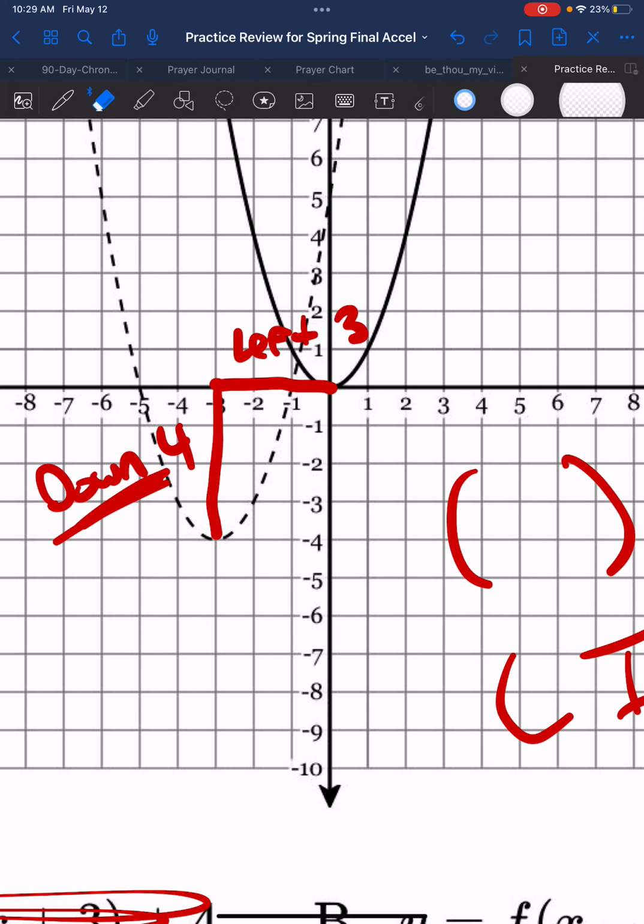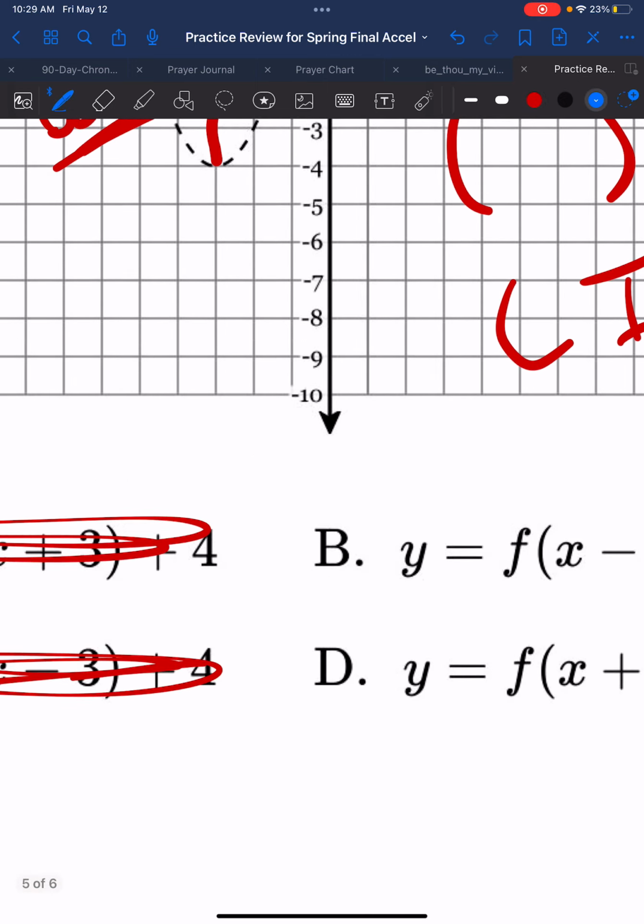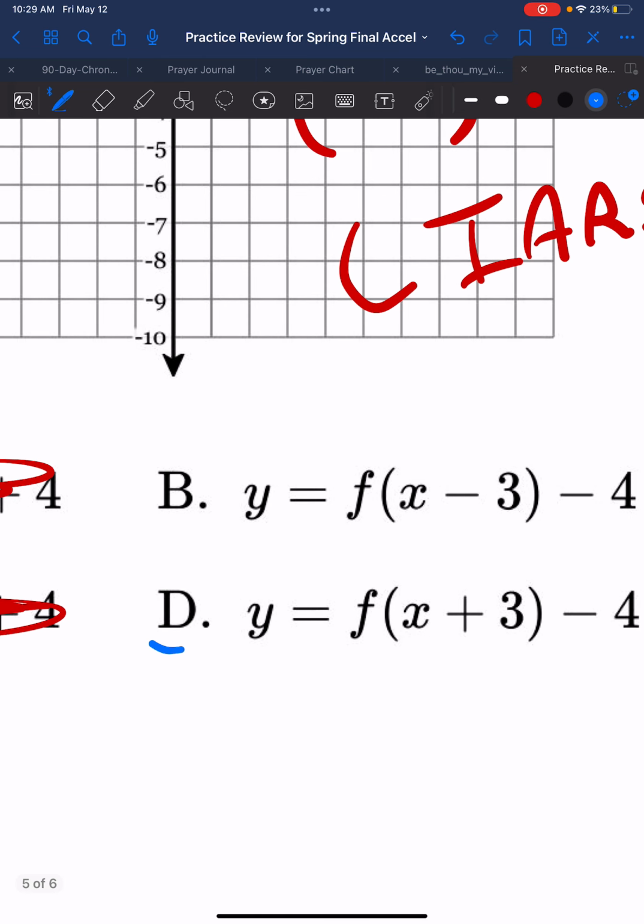So you can see here what I'm talking about, that there's a -3 where the vertex is, but instead of -3, because parentheses are liars, I'm going to have a +3, which is right here.